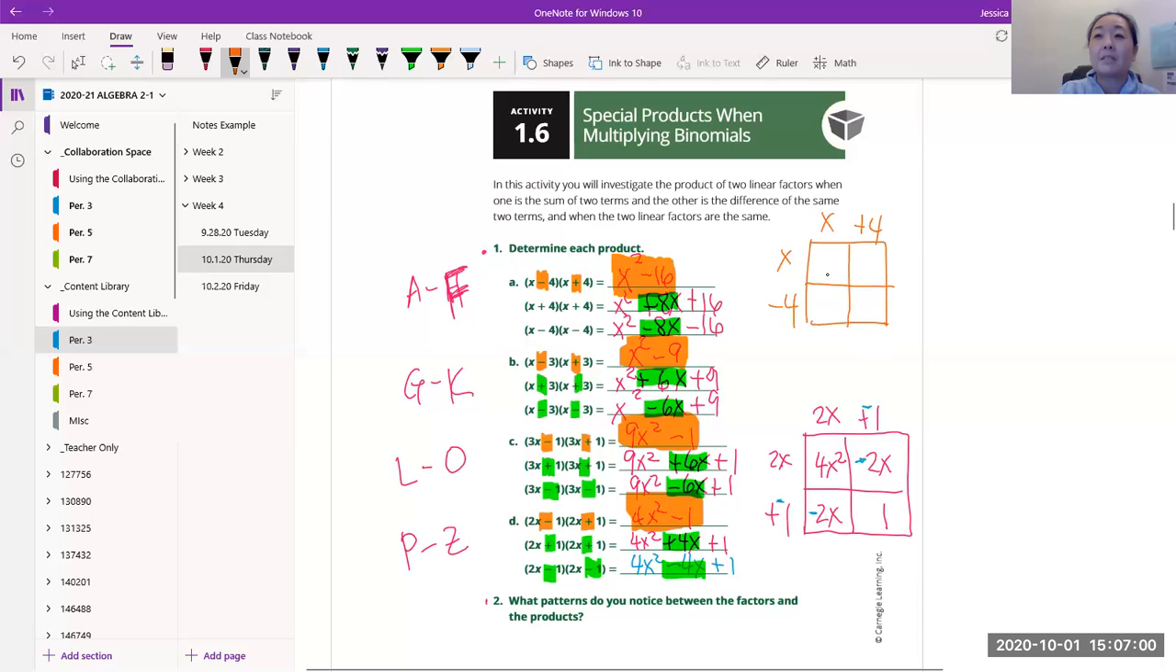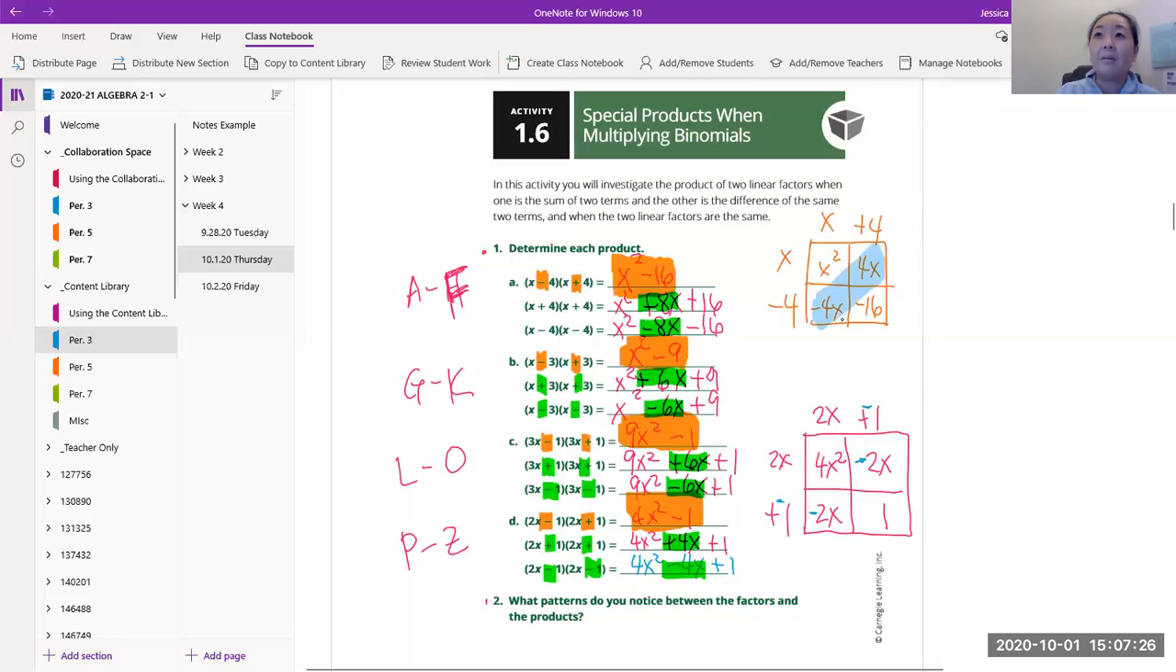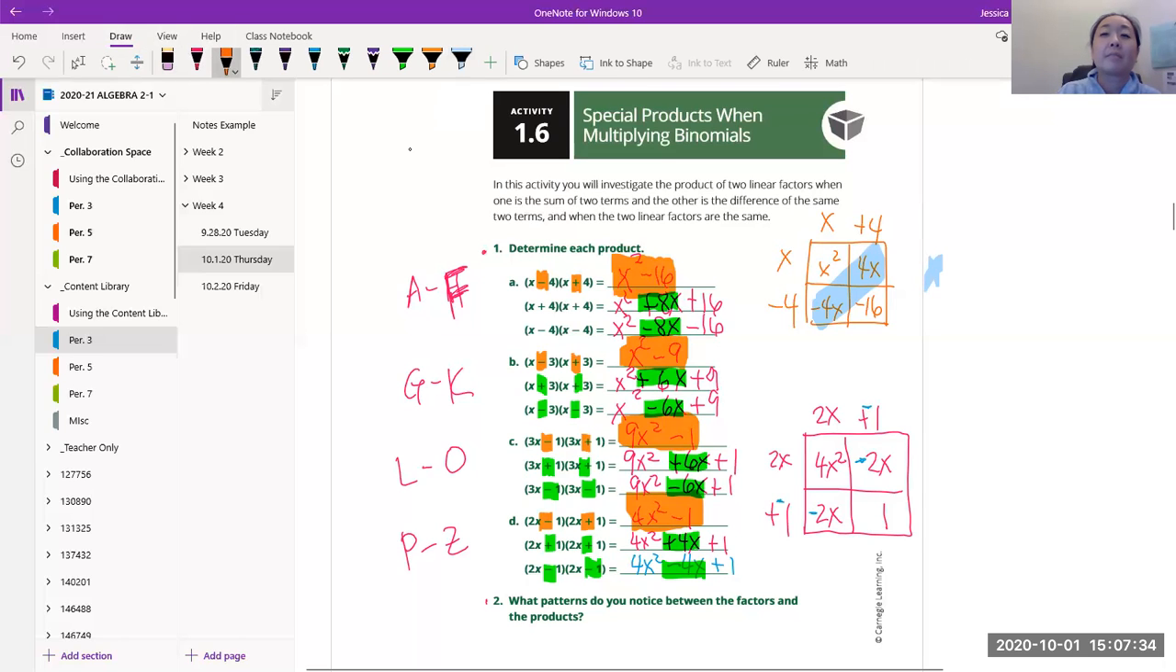But so x times x is x squared. X times negative 4 is negative 4x. And x times 4 is 4x. This bottom one is negative 16. Why? Because negative 4 times 4. All right, and if you notice here, do you see what I see? What happens to those guys? Yep, they cancel out. 4x minus 4x, this becomes 0. So that's going to be x squared minus 16.